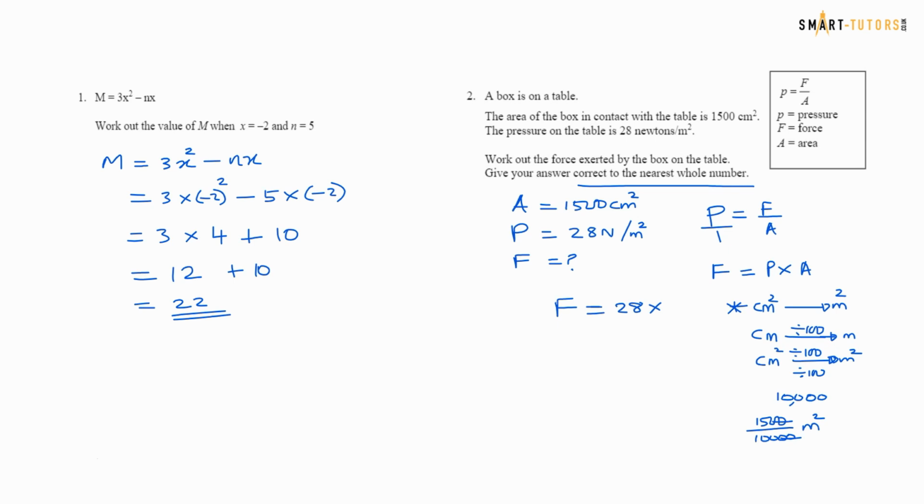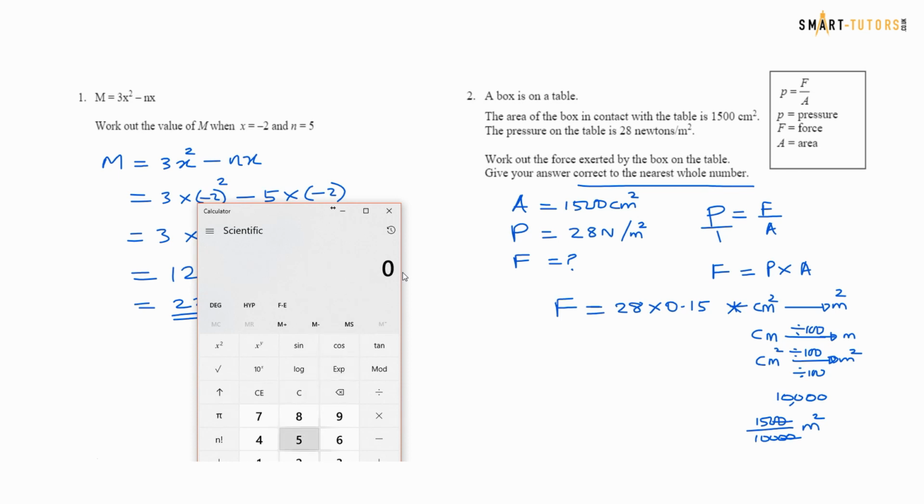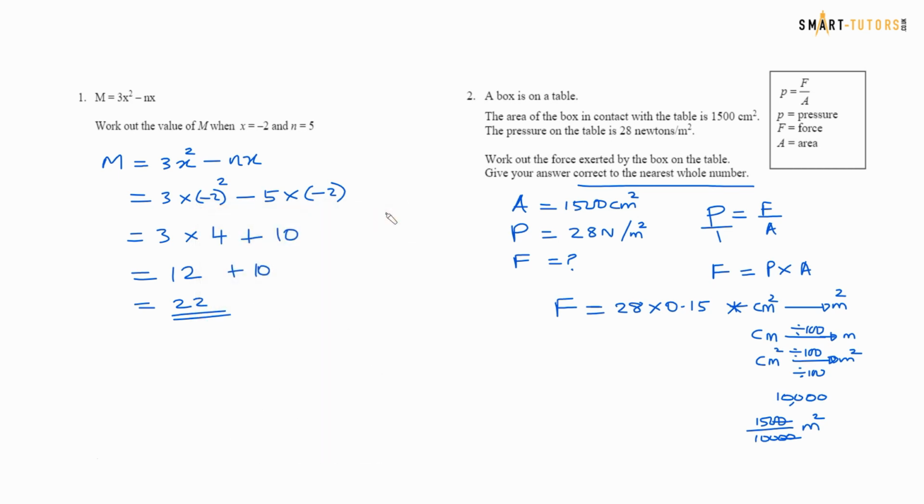20 cancel, 100, 15 divided by 100, 0.15. So 28 times 0.15. Let me do a simple calculation here. So 28 times 0.15 equals 4.2 is the answer. So F equals 4.2 Newton. So here the main thing is the unit conversion. Be careful with the unit conversion here.